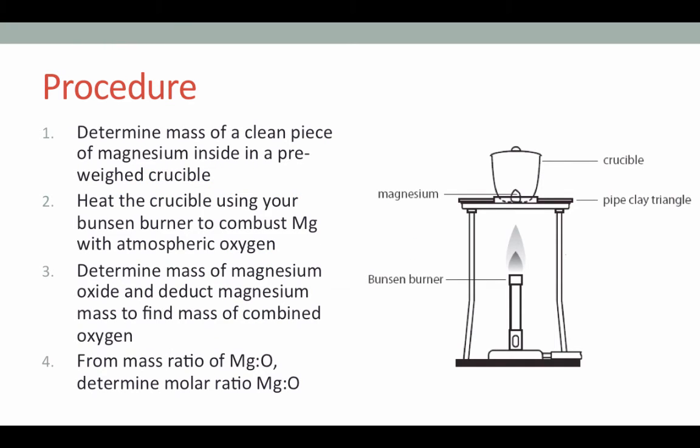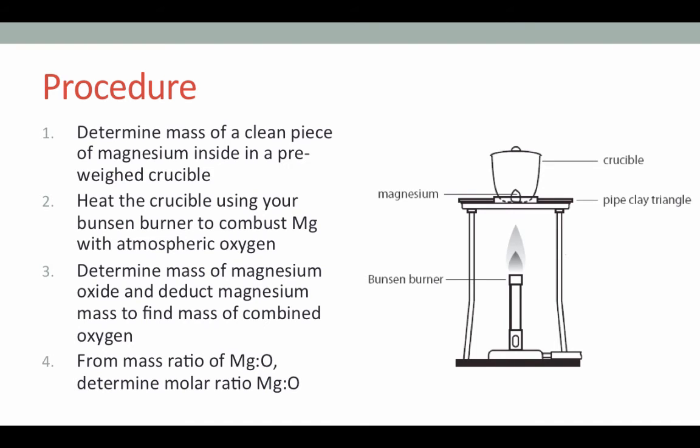To determine the molecular formula of magnesium oxide, you will begin by obtaining a clean crucible and weighing it to determine its empty weight. You will then put a clean piece of magnesium inside that crucible and weigh it again to determine the mass of the clean magnesium inside the crucible. In step 2, you will heat the crucible with your Bunsen burner and allow the magnesium to combine with the oxygen in the air through combustion. In this way, your magnesium will actually gain mass as it burns because it is adding the mass of oxygen molecules.